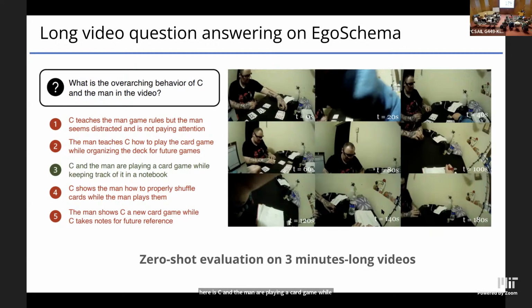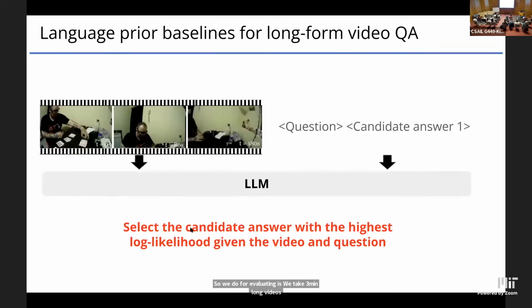It's actually hard for me to just look at these few keyframes and know which answer is correct, so it's not an easy task for a computer vision model. But as it turns out, it's easier for a language model, and I'll show you how even just a language model alone is already state of the art on this task, which is funny. So for evaluating, we take 3 minute long videos and we do zero-shot evaluation, so we don't do any fine tuning or adapting.